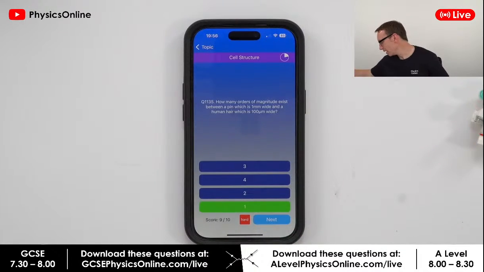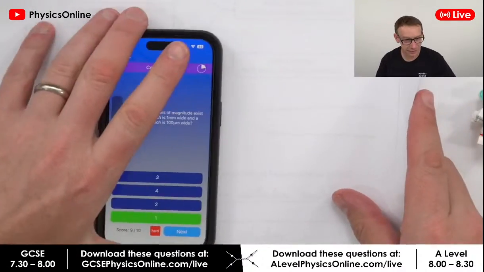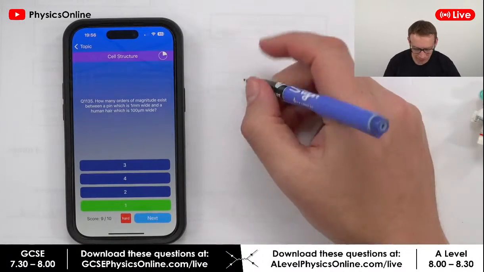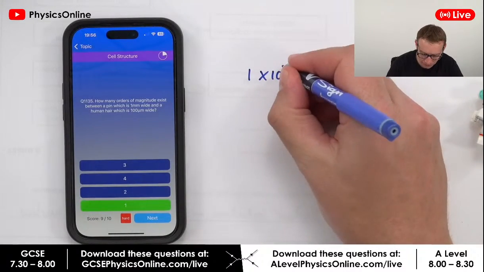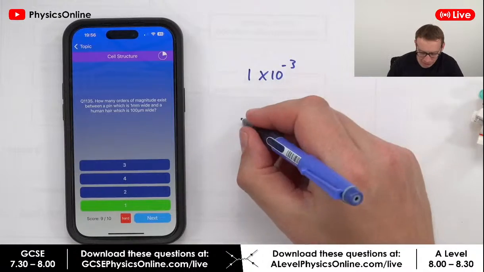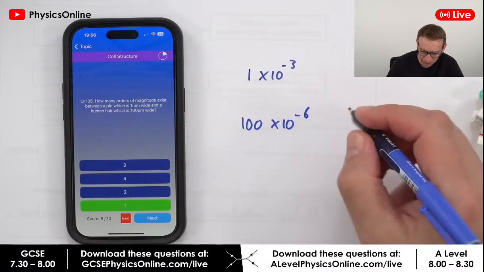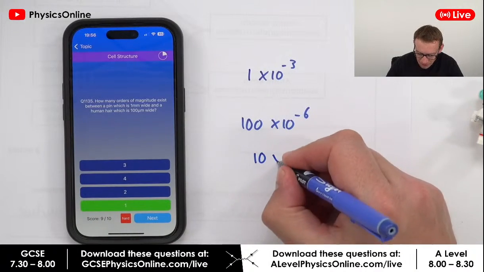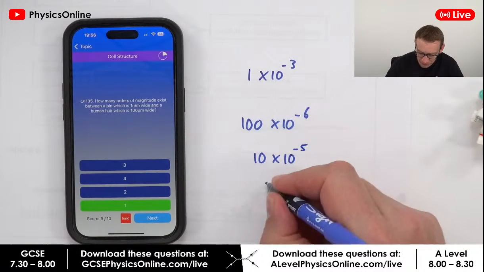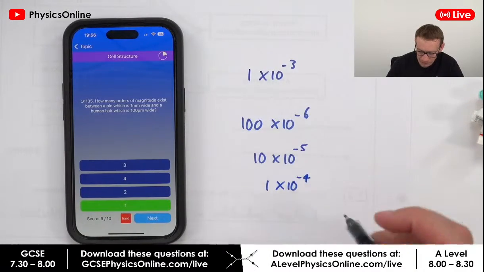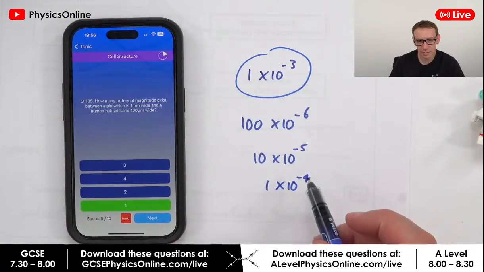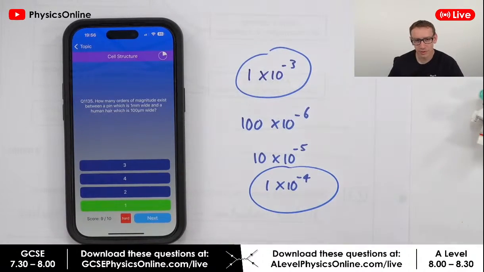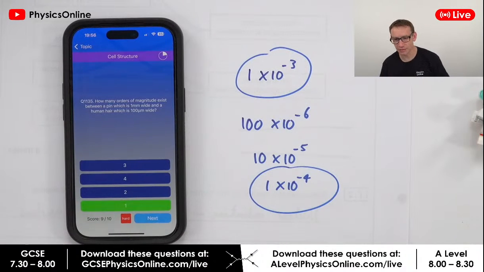Do you want me to work that out for you? So basically, the way I see that question is if you've got, let's say, 1 times 10 to the minus 3, and then you've got the human hair, which is 100 times 10 to the minus 6, because it's a micrometre, and that means 100 times 10 to the minus 6 is the same as 10 times 10 to the minus 5, which is 1 times 10 to the minus 4. So if we compare this number, 1 times 10 to the minus 3, to 1 times 10 to the minus 4, we can see that one of them is 10 times bigger than the other, so that's 1 order of magnitude, which is why the answer is 1. Okay.